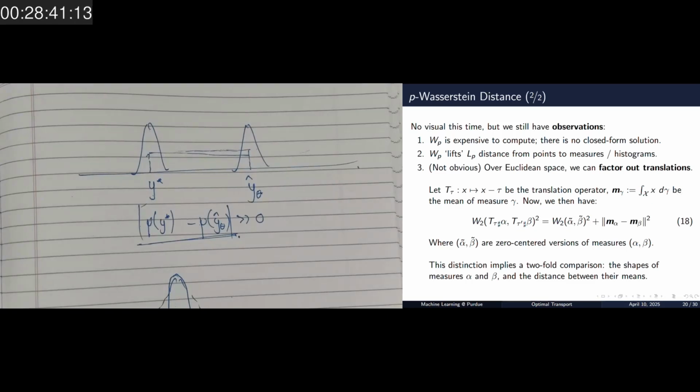Okay, awesome. And then other things like variance or just other properties of the distribution, that is covered in that first term, because we are still comparing Wasserstein distance between alpha tilde and beta tilde. So that's the shape versus the actual mean of distribution comparison.